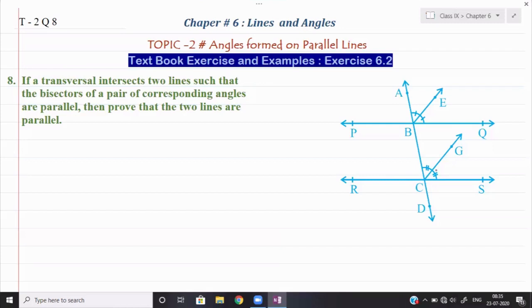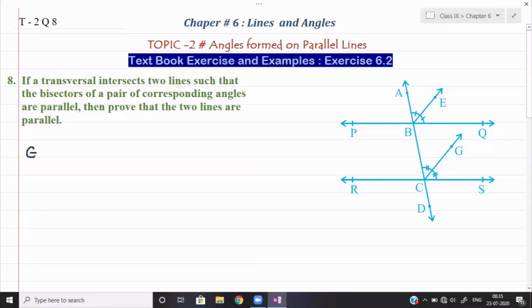Okay, so bisectors are dividing the angle into two equal parts. They are saying these bisectors are parallel, which means BE and CG are given parallel to us. Then we have to prove that lines PQ and RS are parallel. First of all, we shall mention the given things here. This question comes under higher order thinking skill questions.